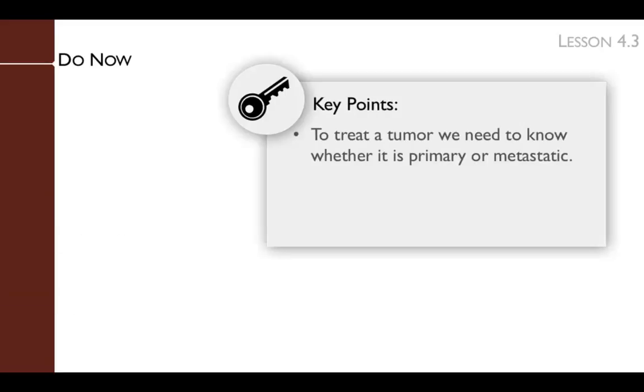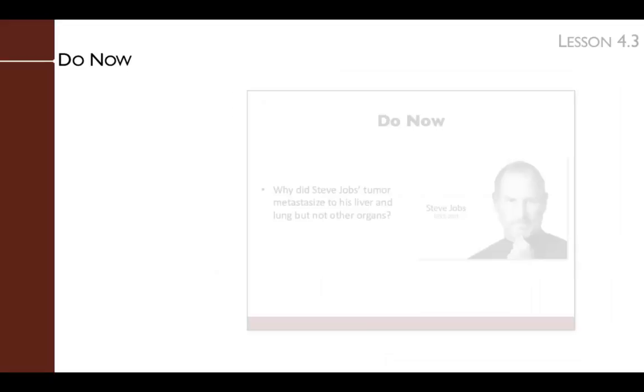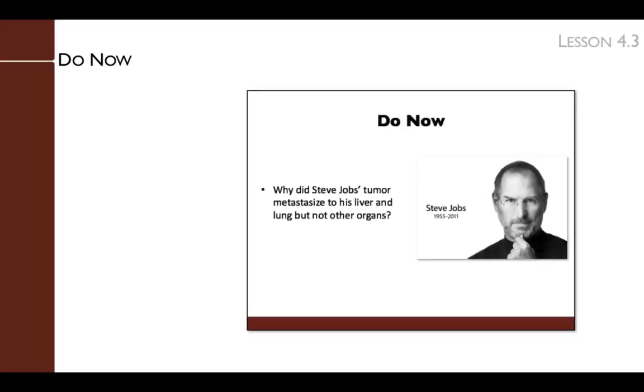The key points of the do now are that to treat a tumor, we need to know whether it is primary or metastatic. A tumor will only form a metastasis in an organ that promotes tumor growth. We'll get there by reviewing the last lesson's homework. The do now harks back to lesson 1.1, in which we learned that Steve Jobs' pancreatic cancer metastasized very early to his lung and liver. In this lesson, we learn why the tumor metastasized to these specific organs, but not any other organs.